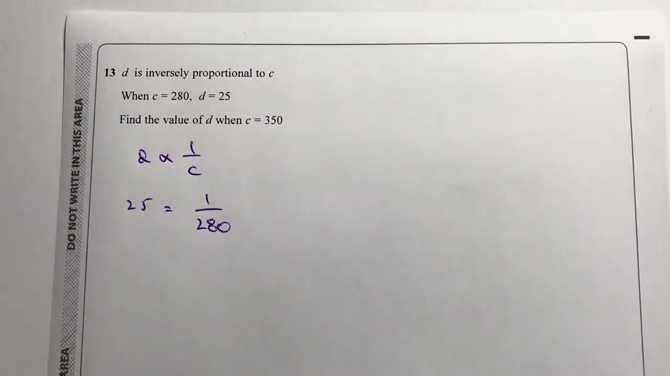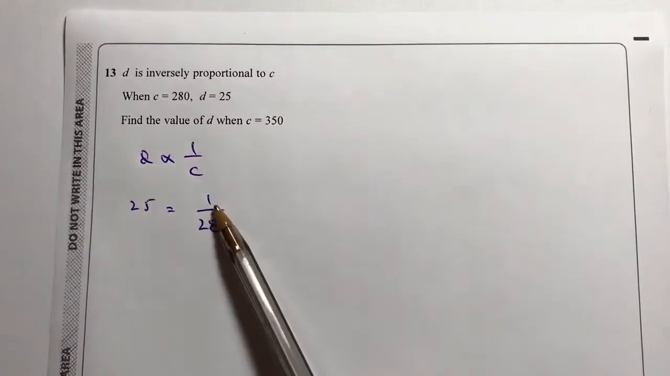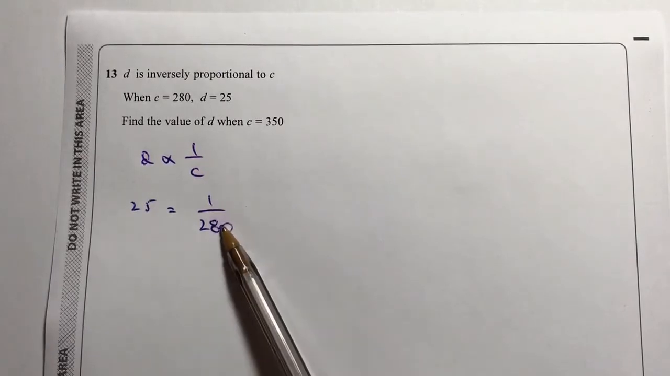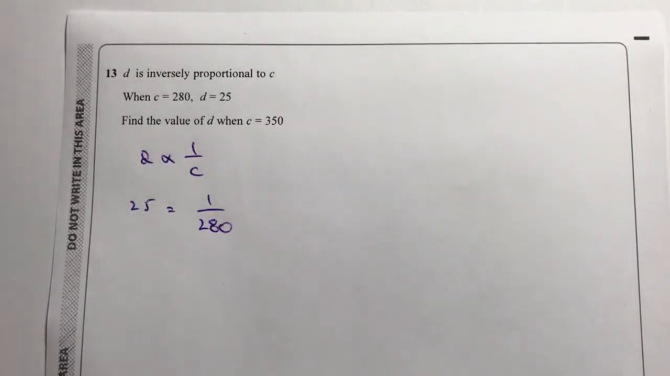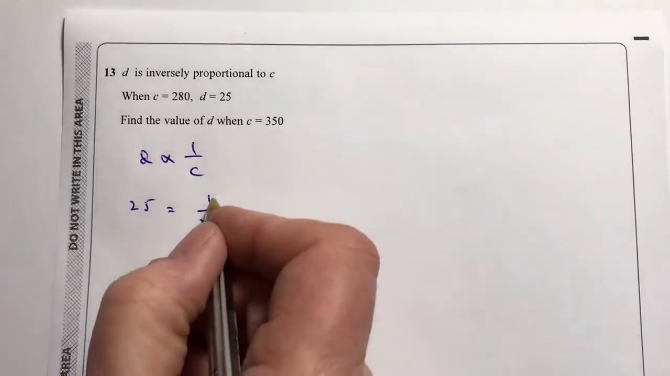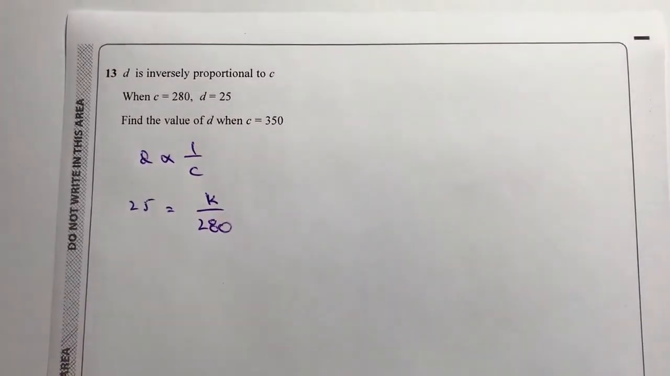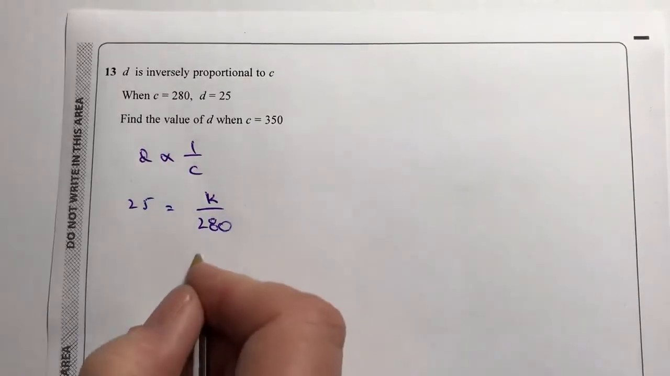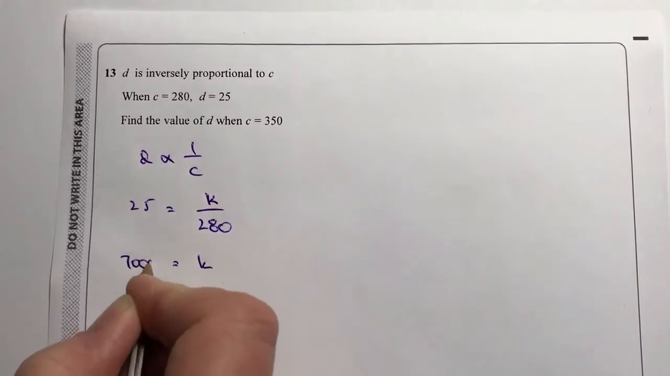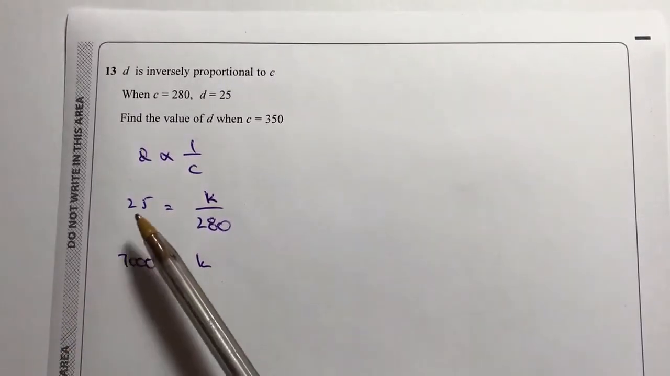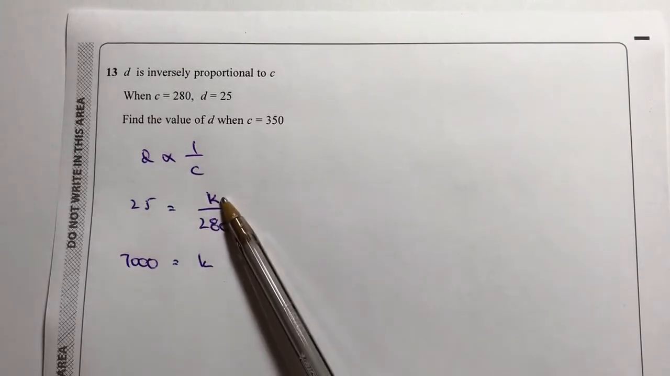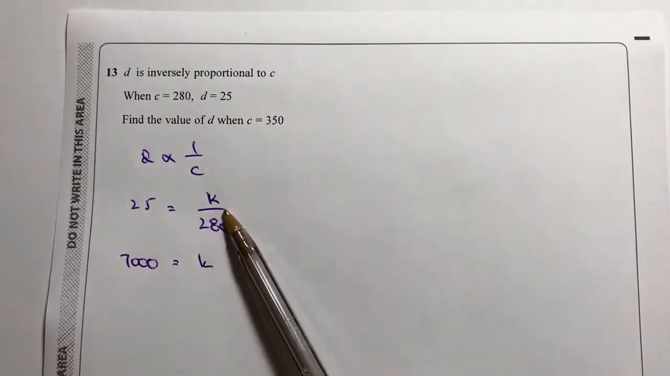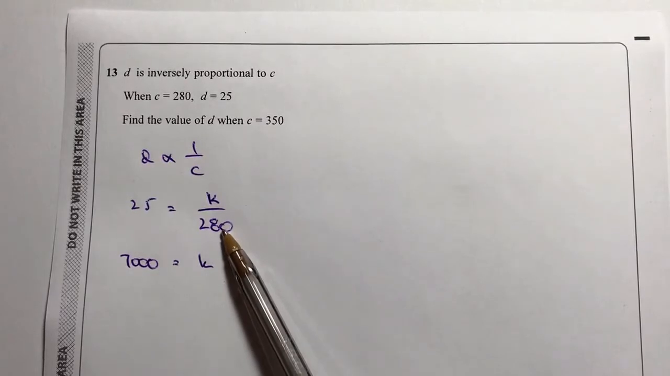What's missing here is something called the constant, the bit that goes above here that, when you divide 280 into it, you actually get 25. The constant, they call it K. So I'm going to change that at the top here to K. To work out the value of K, we cross multiply by 280 and we get K equals 7,000. The only way in which this is correct is when K equals 7,000, because 7,000 divided by 280 will give you 25.